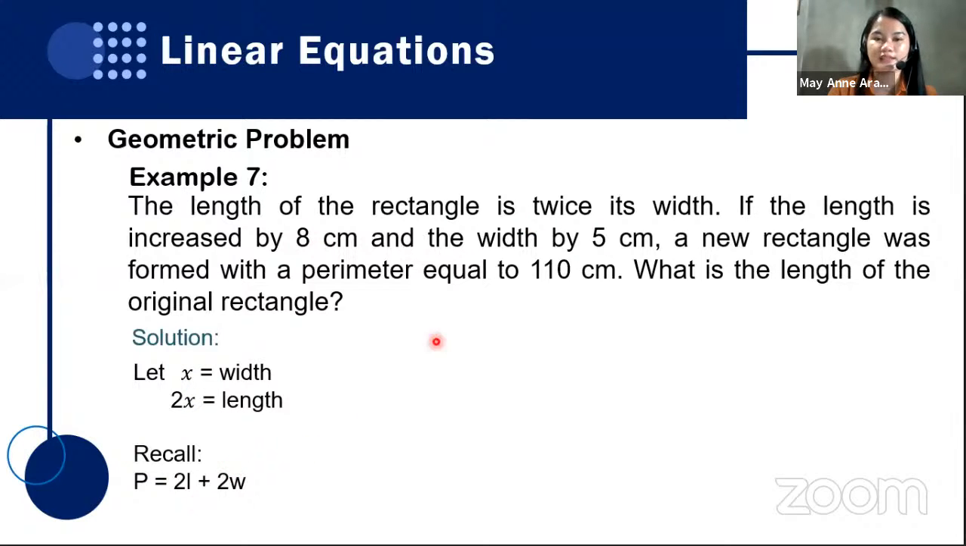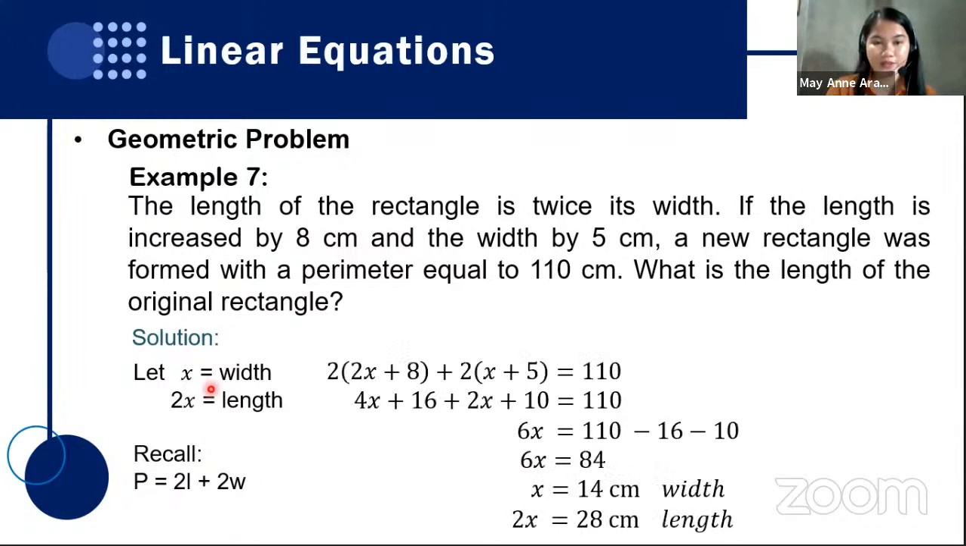And let us recall that the perimeter of a rectangle is equal to twice the length plus twice the width. Okay, another info from the problem. If the length is increased by 8 centimeters, so we will add 8 to 2x. So that's why we have 2x plus 8 here. And the width by 5. So we have x plus 5. And this is just from the perimeter formula. So okay, that's why we have 2 here. 2, then 2, just simplify. So don't distribute the 2. So 2 for x plus 2 times 8, 16, plus 2 times x is 2x plus 10, 110.